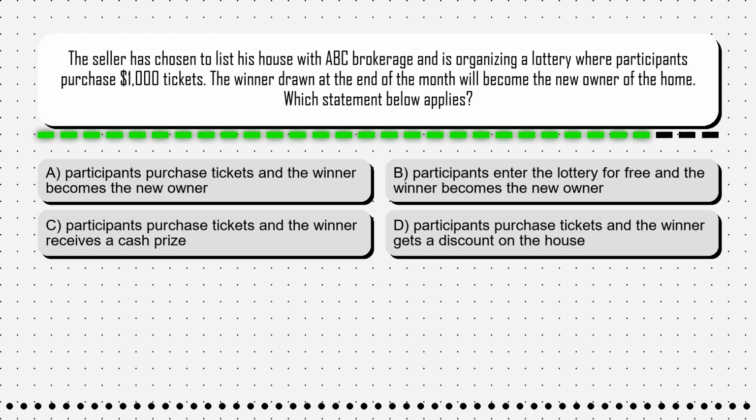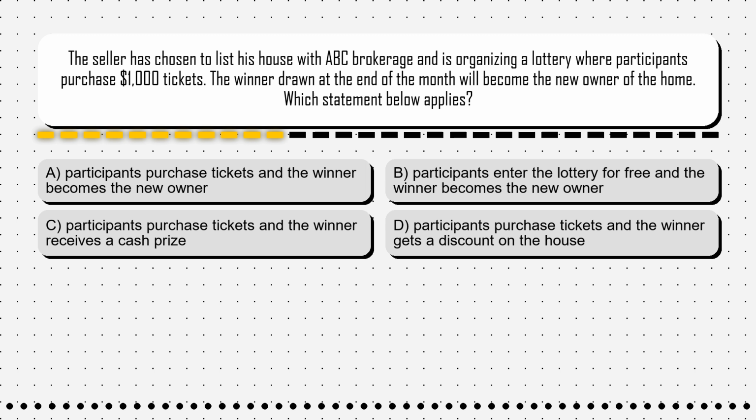Question 72. The seller has chosen to list his house with ABC Brokerage and is organizing a lottery where participants purchase $1,000 tickets. The winner drawn at the end of the month will become the new owner of the home. Which statement below applies? Option A, participants purchase tickets and the winner becomes the new owner.